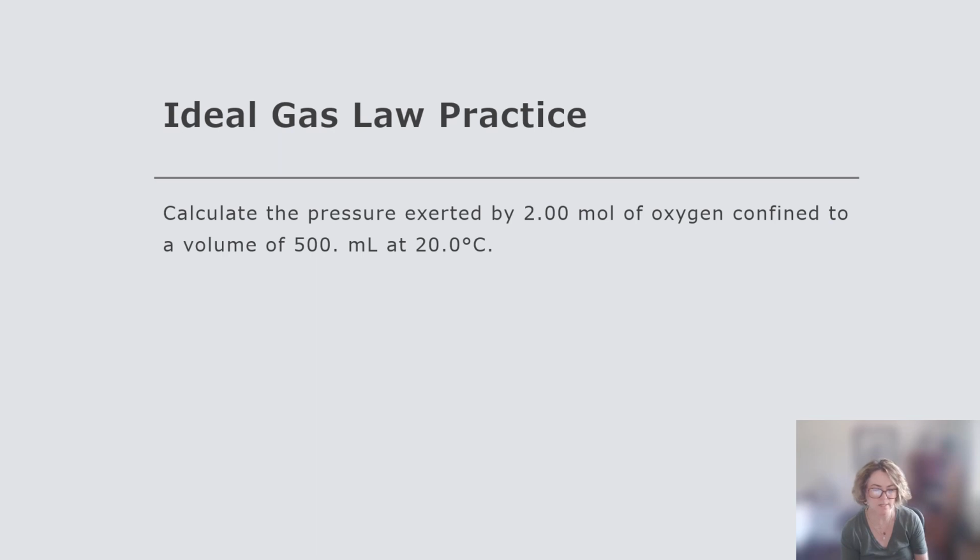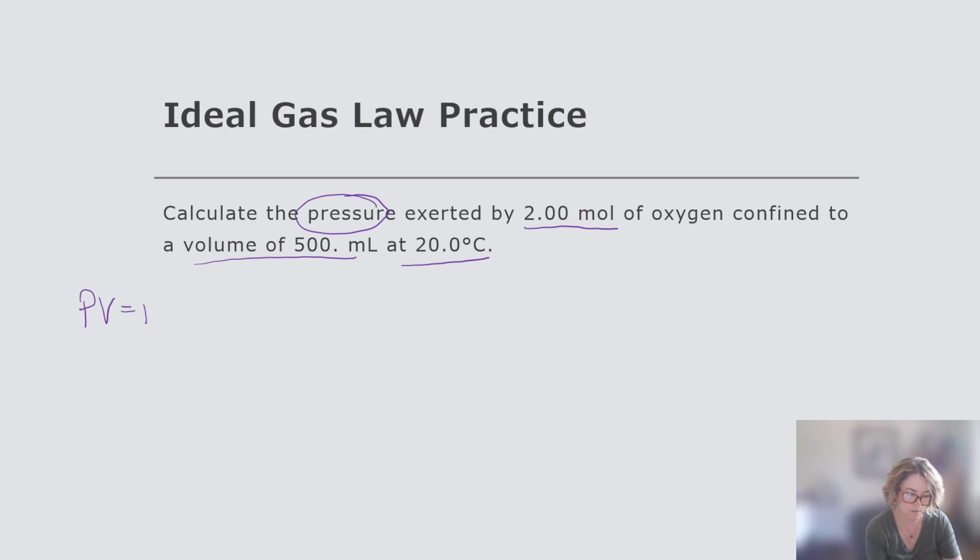All right, so let's do an example involving the ideal gas law. Here I'm going to calculate the pressure exerted by 2 moles of oxygen that's confined to a volume of 500 milliliters at 20 degrees Celsius. Do you notice in here that I'm solving for pressure? But I have been given one amount of moles, one volume, and one temperature. And so that tells me that I'm dealing with the ideal gas law. So I'm going to go ahead and write that out. So I know this is the equation that I want to use.